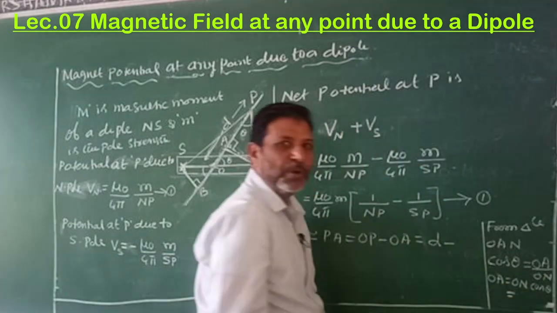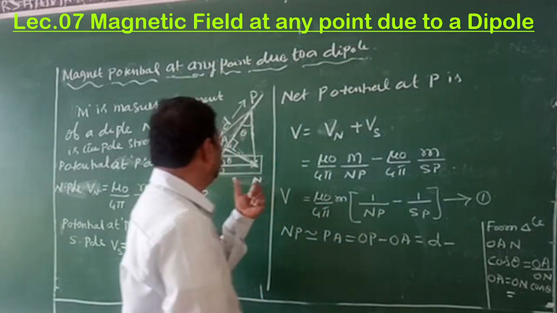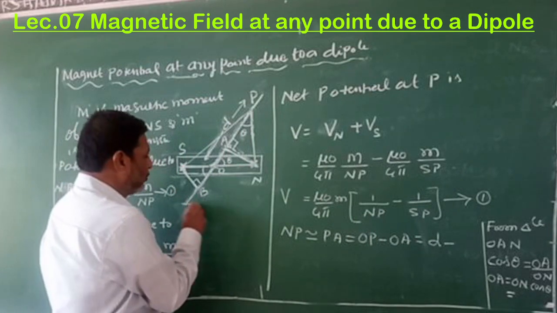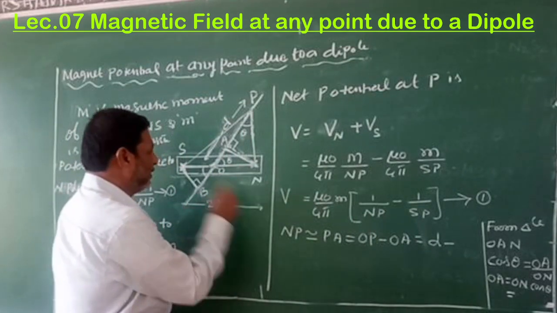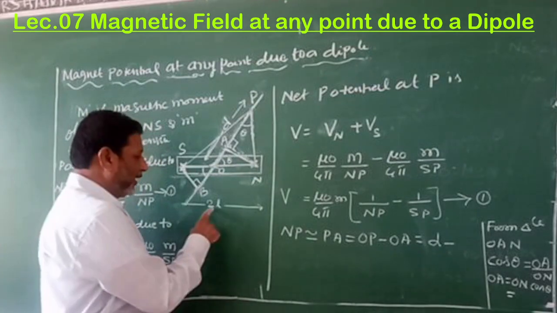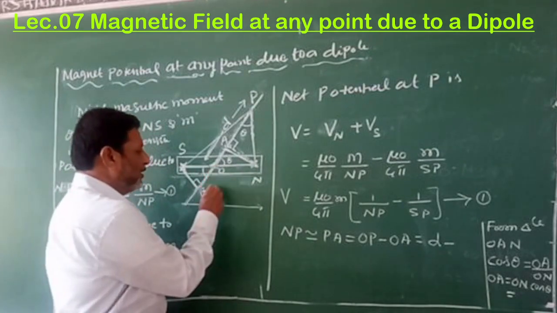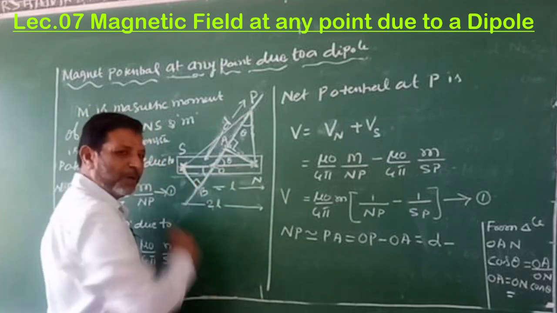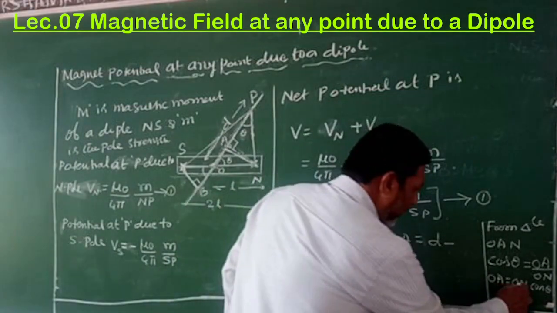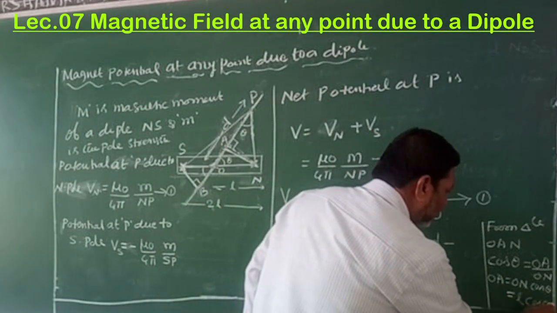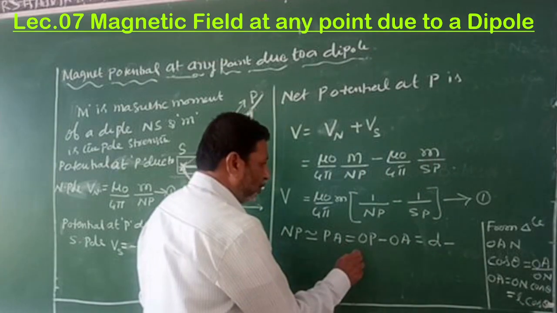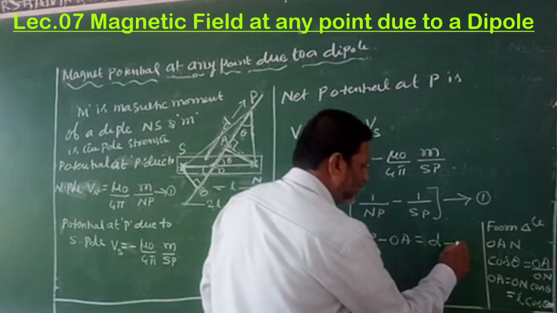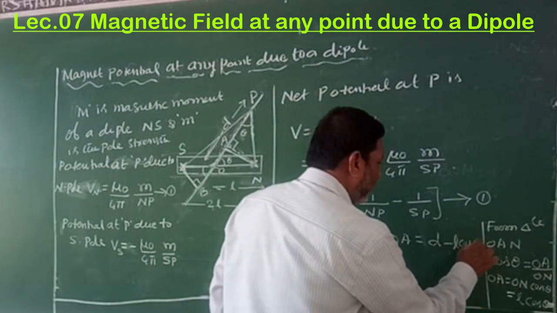Now ON is equal to what? Usually the total magnetic length we take as 2L, isn't it? The distance between the two poles is the magnetic length 2L, and this is the center, so this value is L. This is L, and this also is L. Therefore, ON is equal to L cos theta. Now you can see that OP value is D, and NP is equal to OP minus OA, which is D minus L cos theta.